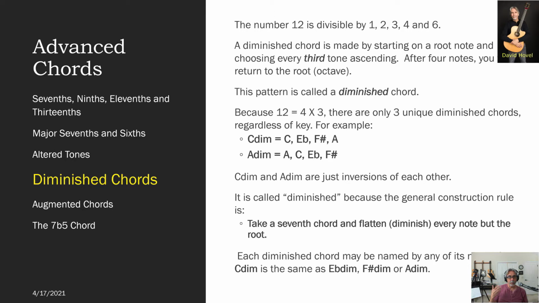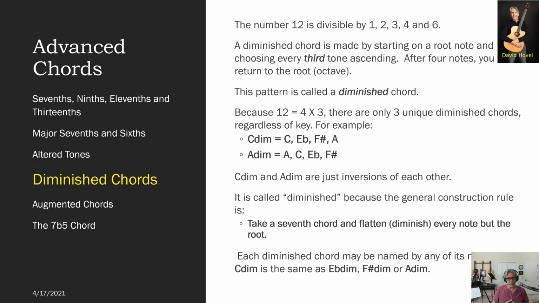Because 4 times 3 is 12, there's only 3 actually musically distinct diminished chords. The others are simply inversions. So the example is, take C diminished. If I take every 3 frets up, I go C, E flat, F sharp, A. If I start on A, I get A, C, E flat, F sharp, same notes. For this reason, C diminished and A diminished, and for that matter, E flat diminished and F sharp diminished, are all just inversions of each other. And you can call them by any of those names because it's all correct.